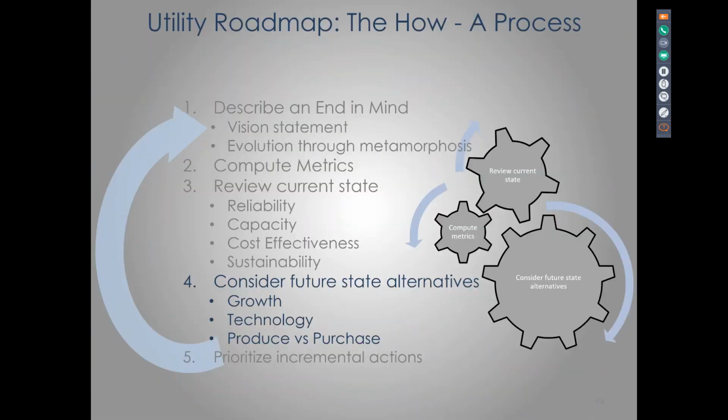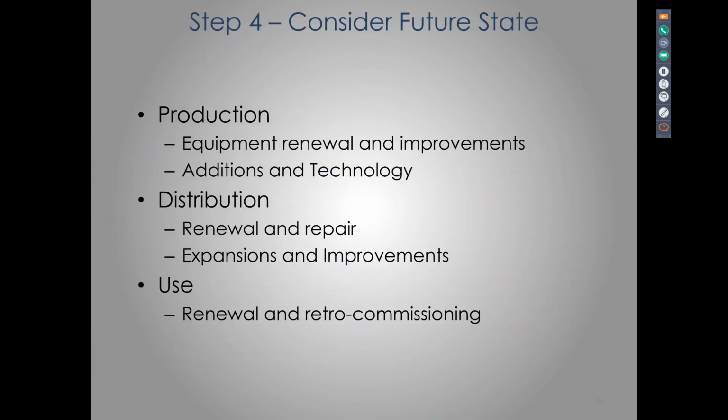All right, finally we get to the future state here. We're talking about, again, breaking it down into production, distribution, and use. And the key kinds of things we look at: equipment renewal and improvements, equipment additions, changing technology.